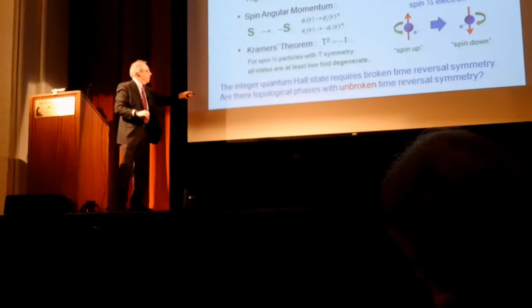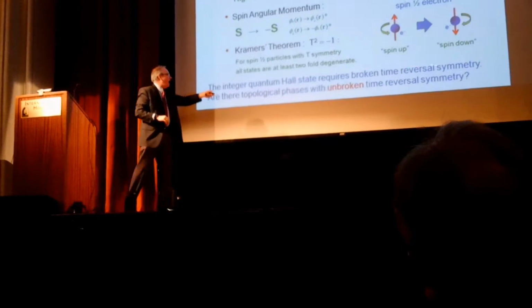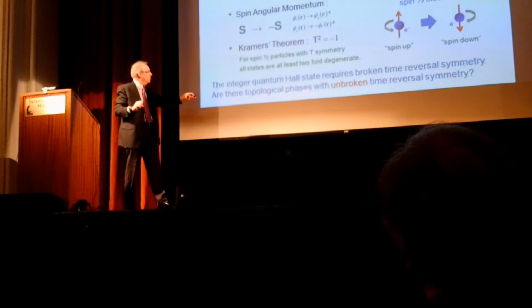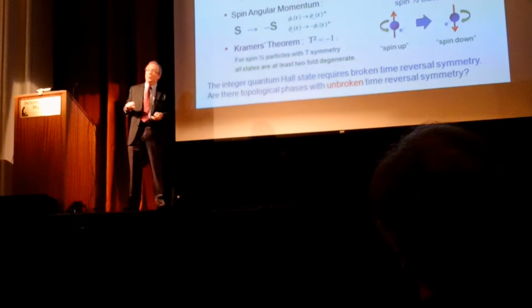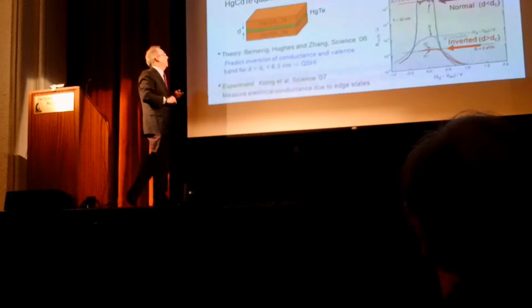Now, I told you that the integer quantum Hall state requires that you have broken time reversal. You have to have this magnetic field. So you can ask the question: are there topological phases with unbroken time reversal symmetry?